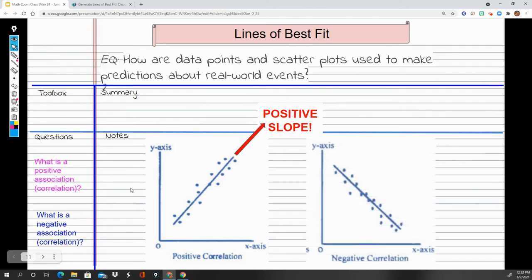Hopefully you're thinking something maybe along this line. It's heading down. It's heading negatively down. So as we increase along the x-axis, my y values are decreasing, and that is our negative slope. So in a positive correlation, it's going up. In a negative correlation, it's going down.